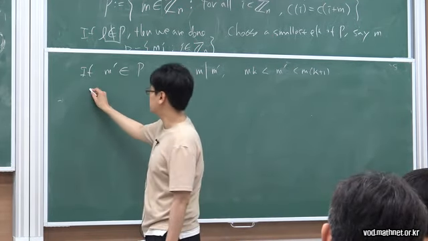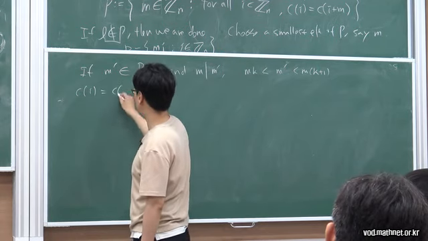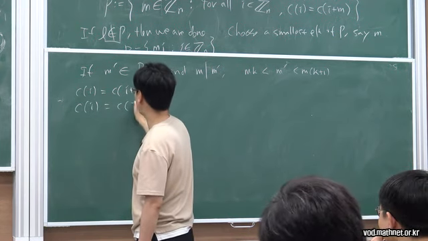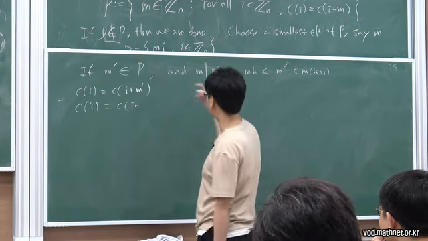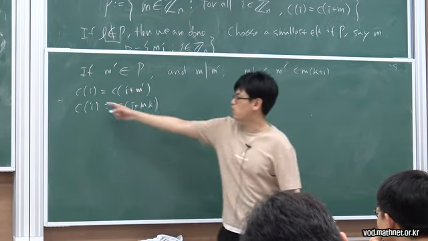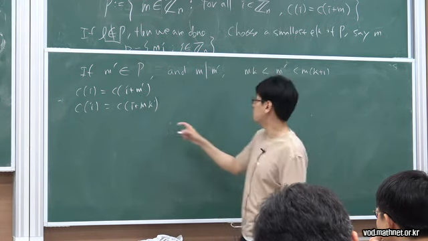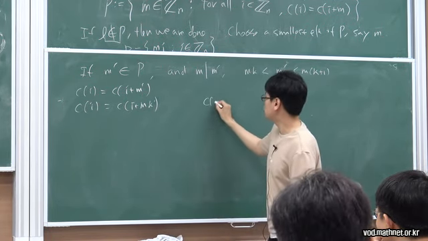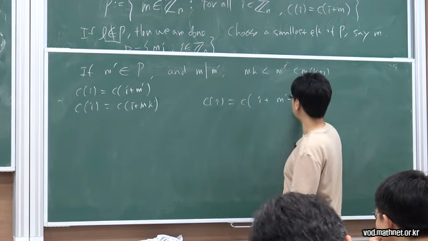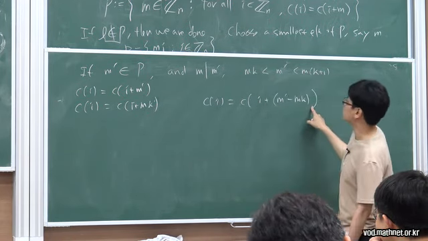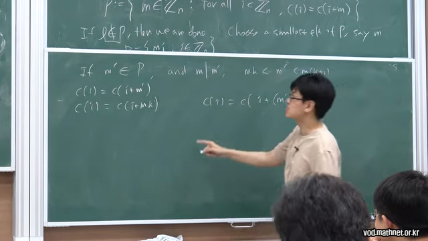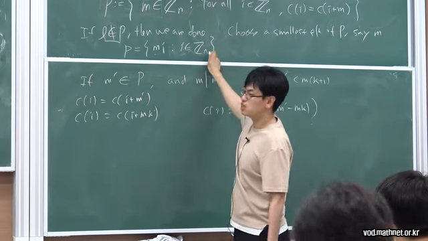Then for each I, c of I is same with c of I plus M prime, and c of I is same with c of I plus M, and c of I plus 2M, c of I plus 3M, c of I plus MK. So for all I, these two are same. That means for all I, c of I is same to c of I plus M prime minus MK. So this also belongs to P, which contradicts the minimality of M. So this P must be all multiple of M.